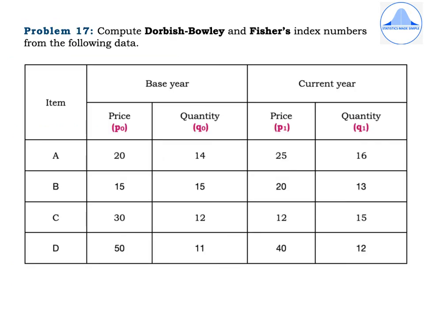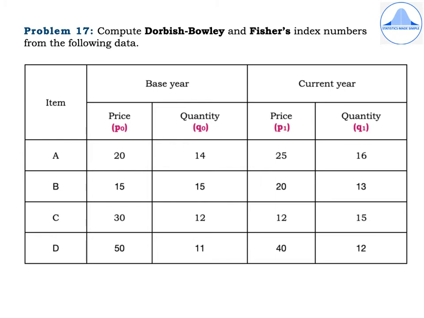Problem 17. Compute Dorbish-Bowley and Fisher's index numbers from the following data. The items are A, B, C, D. The base year prices are 20, 15, 30, 50, and the quantities for the base year are 14, 15, 12, and 11. The prices for the current year are 25, 20, 12, and 40, and quantities for the current year are 16, 13, 15 and 12.